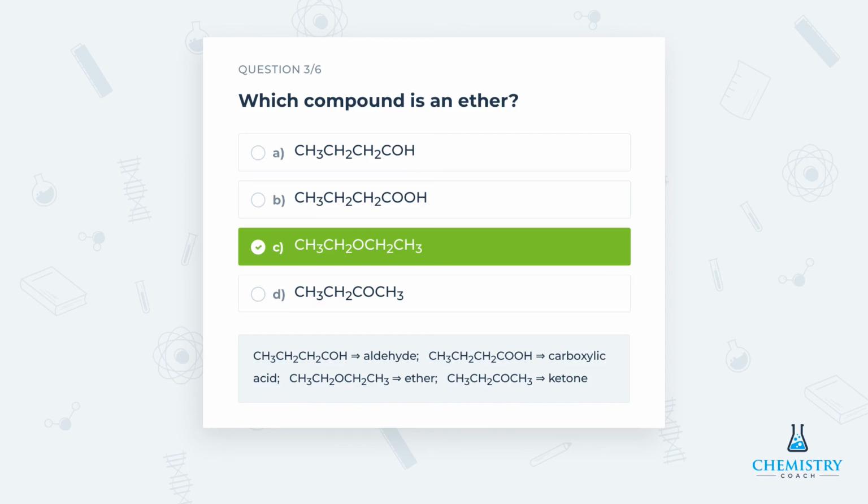On the other hand, CH3CH2OCH2CH3 has the general formula for ether, which is ROR, containing an oxygen between two alkyl groups. The structure of CH3CH2COCH3 is that of a ketone whose carbonyl carbon is bonded to two carbon atoms.